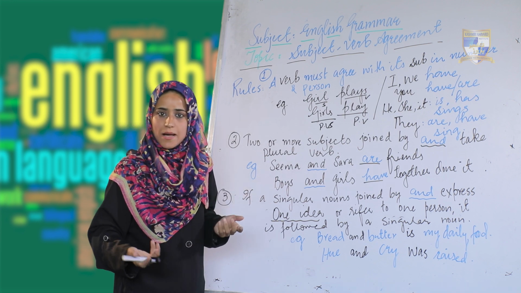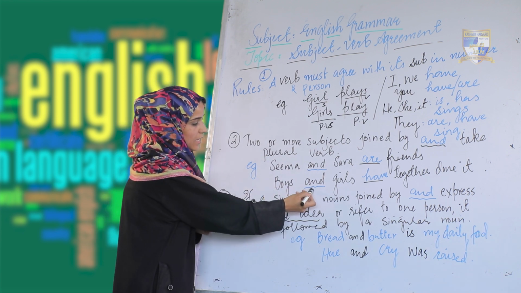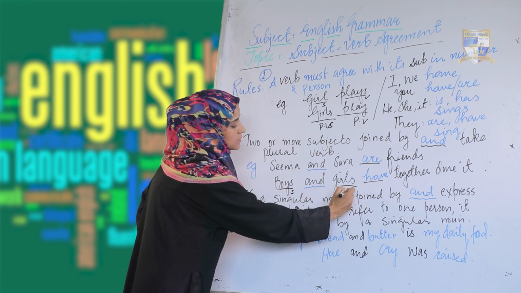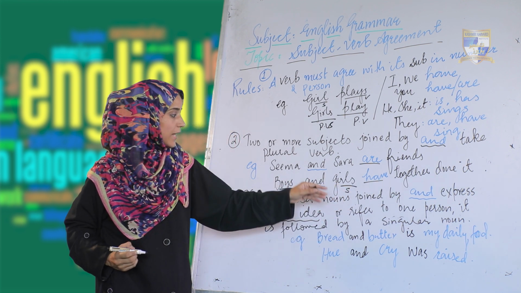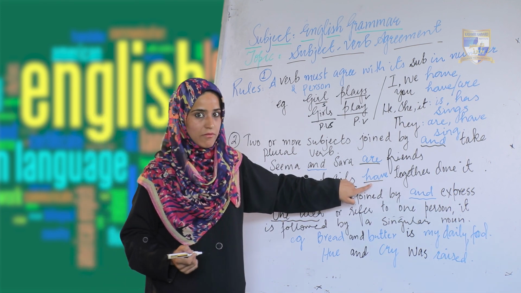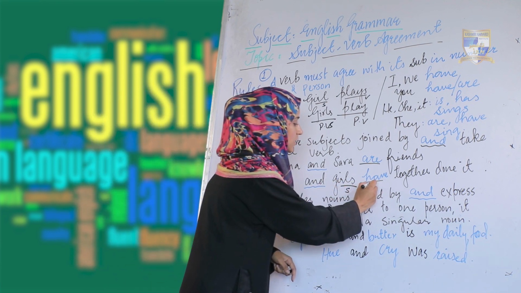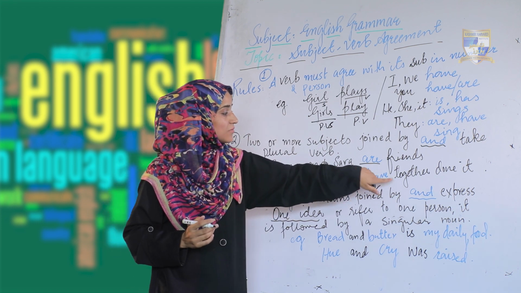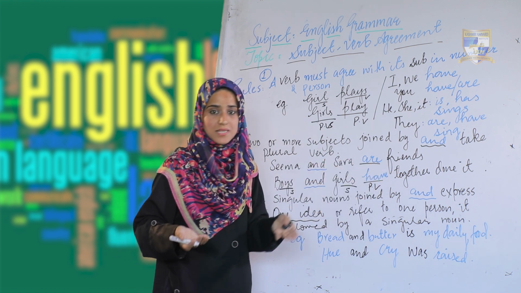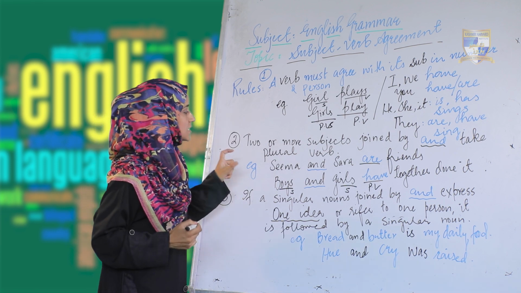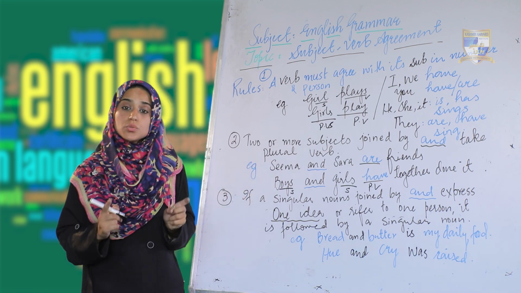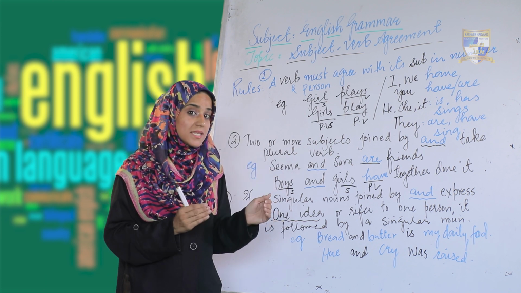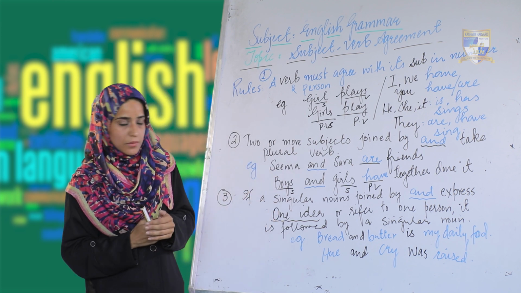One more example. Boys and girls. Boys is our subject, girls is our subject. Boys and girls have. Again we have taken a plural verb. Boys and girls have done it, have together done it. Okay, so let's revise this rule. Rule 2 says that two subjects joined together by and, they take a plural verb.